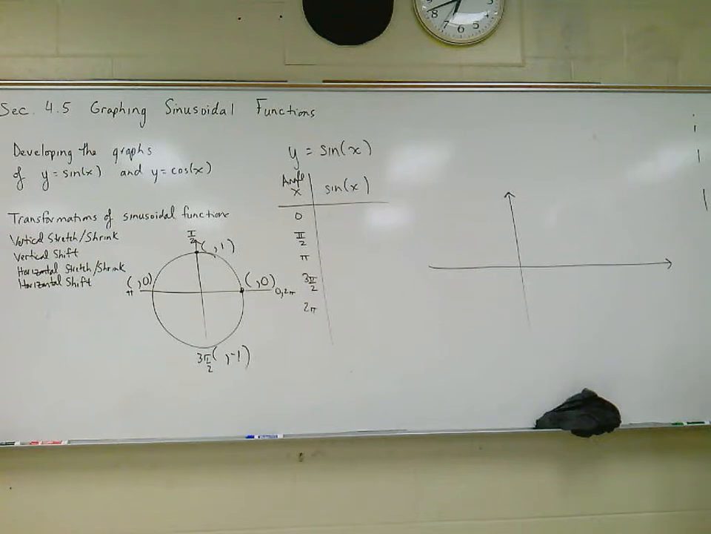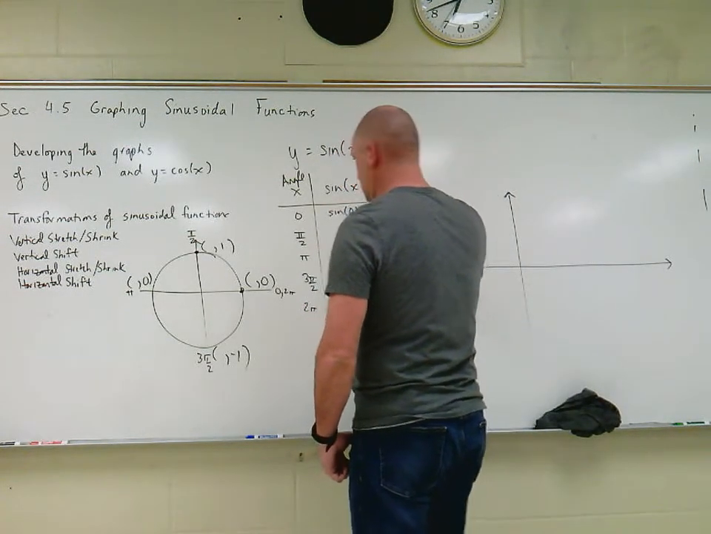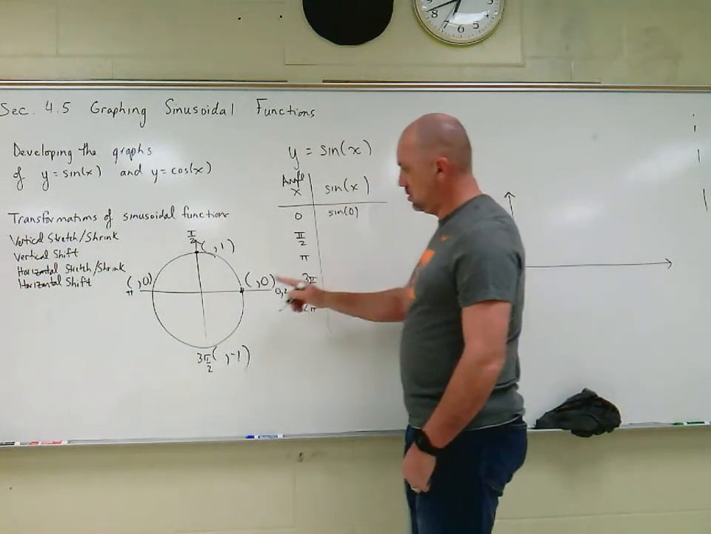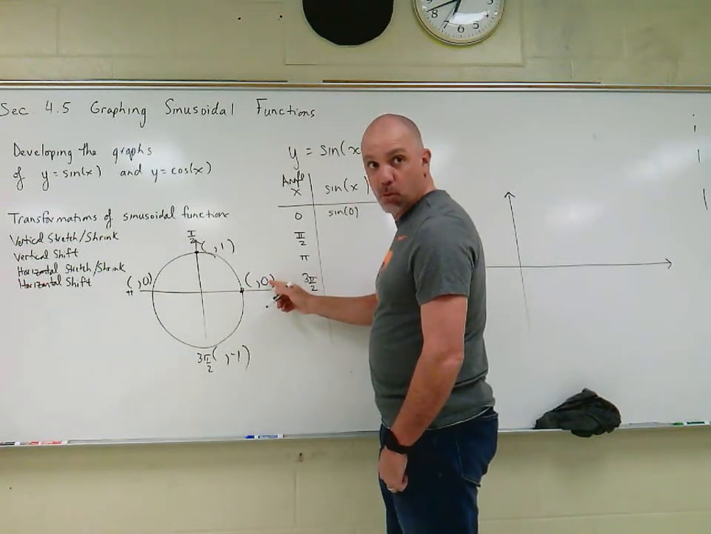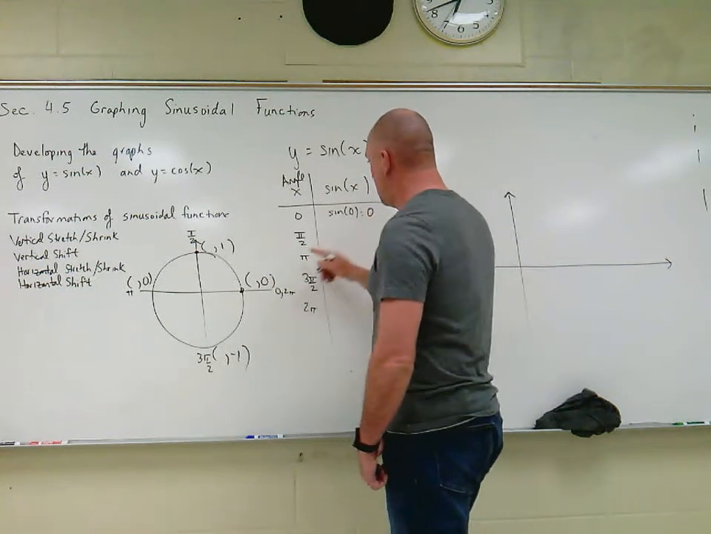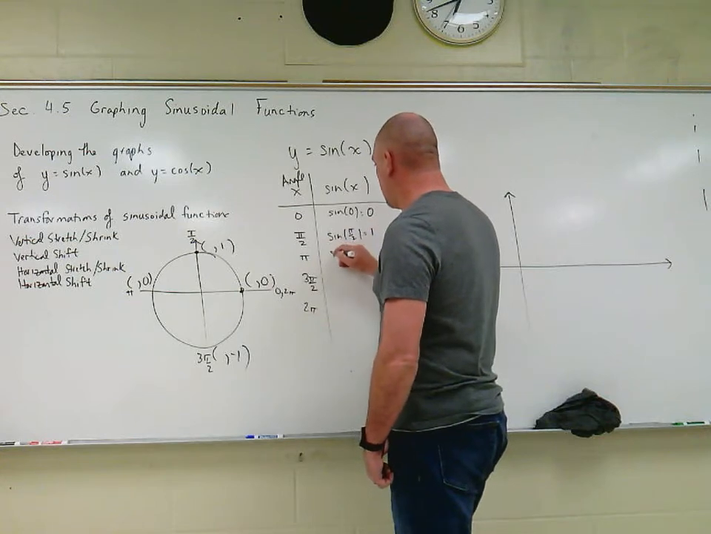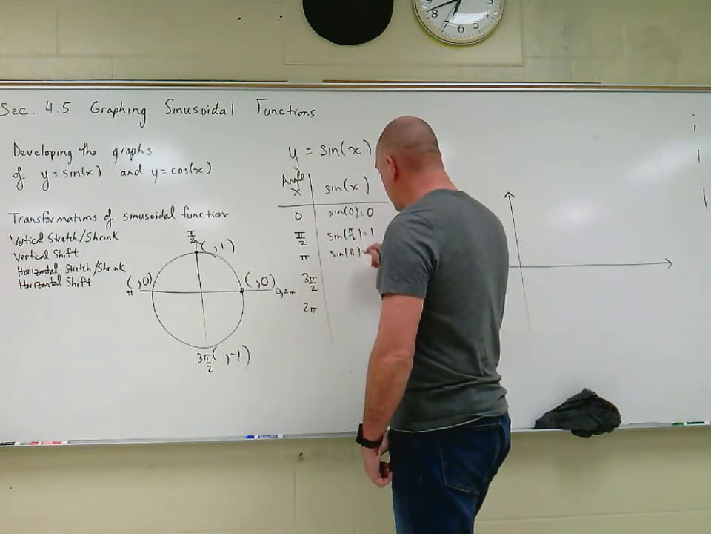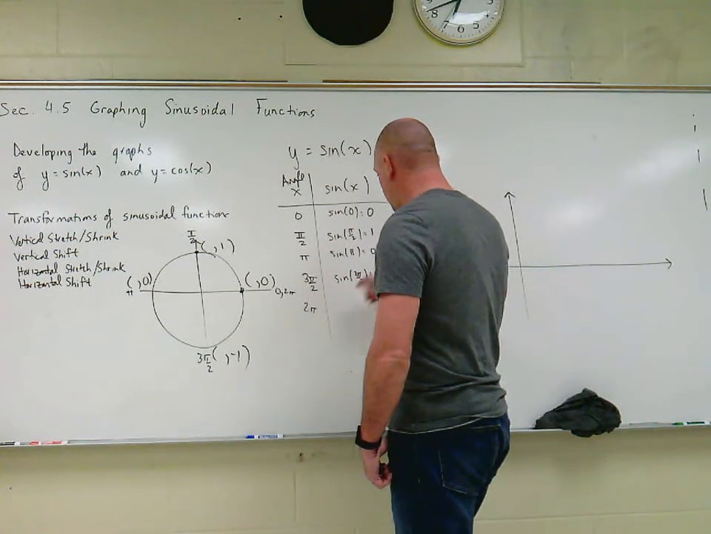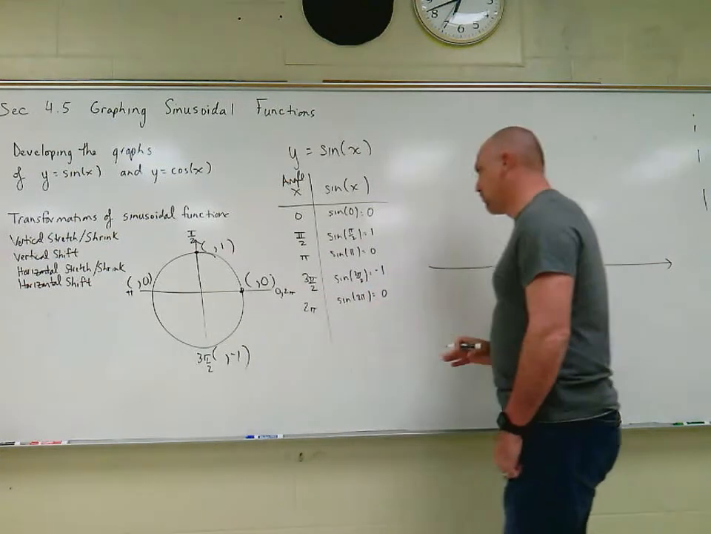Should go by fairly fast, right? So sine of 0, what do we get? 0. Remember, it's the y coordinate for the angle. That's why we're highlighting the y coordinate, right? So 0. Sine of pi over 2, what do we get? 1. Sine of pi, what do we get? Sine of 3 pi over 2, what do we get? -1. Sine of 2 pi, what do we get? 0. Alright, let's just stop there for right now.